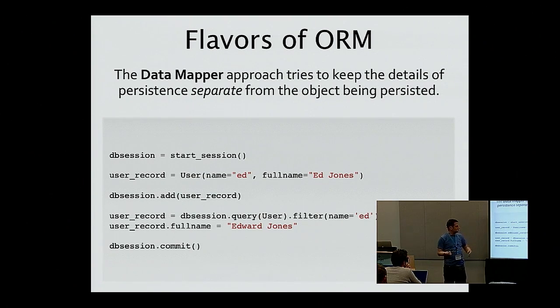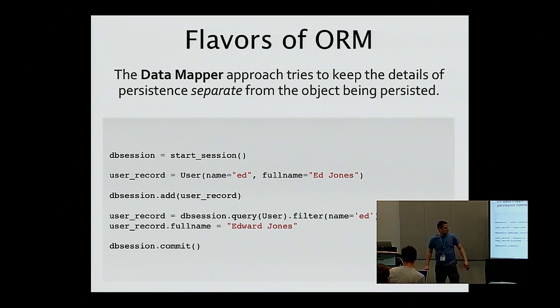SQLAlchemy is a data mapper. Hibernate is a data mapper. There's this session over here, and then your user is over there, and then they kind of mix it up. You add the user to the session, and then there's some kind of commit, like push everything out.